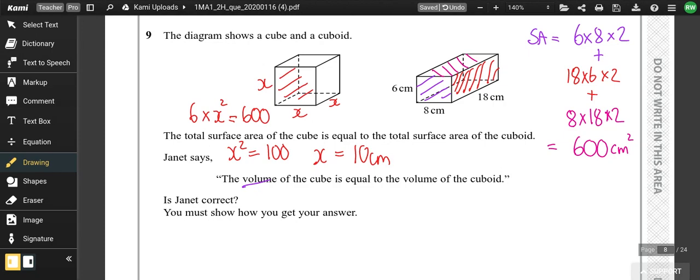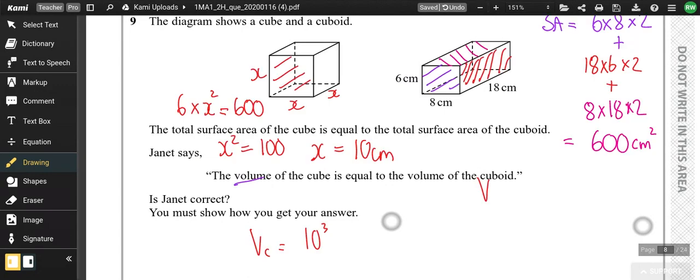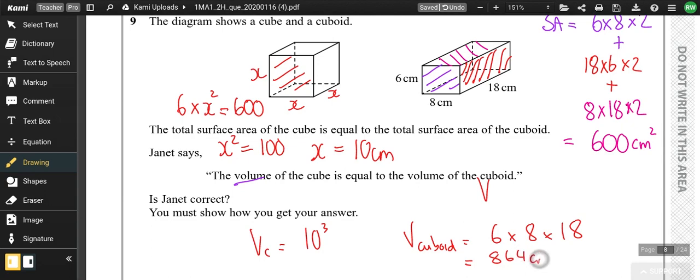So let's have a look at the volumes and compare those two. So the volume of the cube is 10 cubed, which is 1,000. And the volume of the cuboid is going to be 6 times 8 times 18, which I doubt is 1,000. 6 times 8 times 18 is 864 centimeters cubed. So Janet is incorrect. You might need a little sentence explaining that.